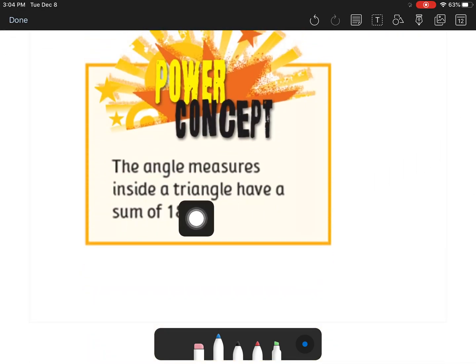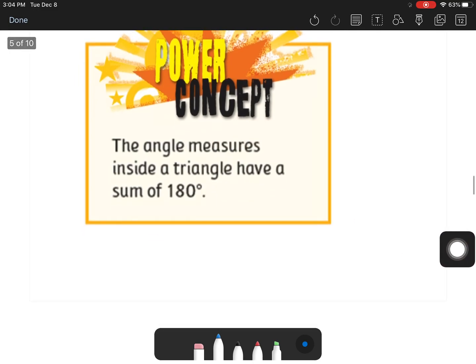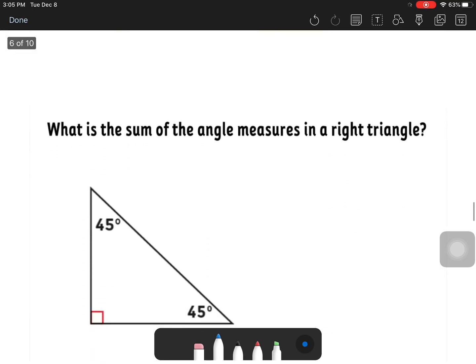So the power concept is that the angle measures inside a triangle have a sum of 180 degrees. Okay, they always add. Sum means they add up to 180 degrees, okay?